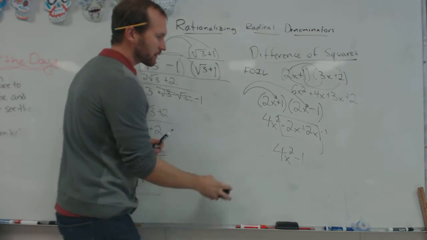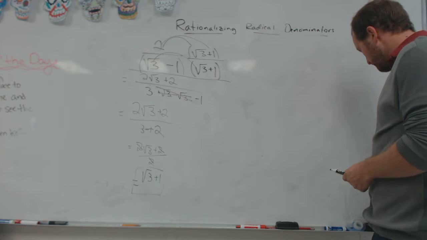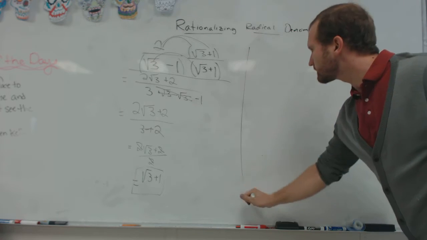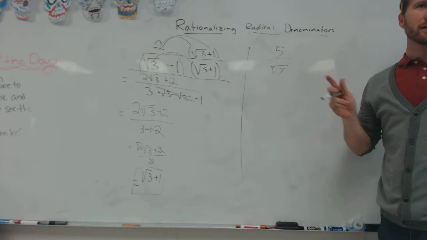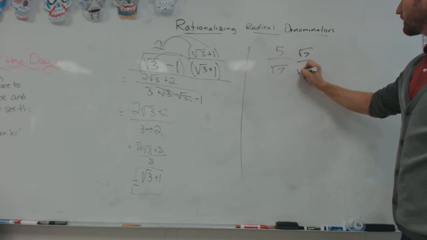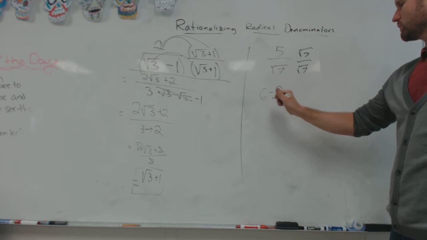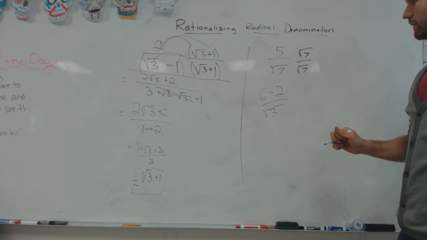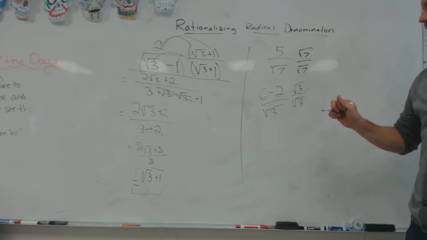Okay, so I just want to quickly show you guys some examples. And I want you to just say, what would you multiply by to clear the denominator? So if I had this, 5 over the square root of 7, what would you multiply that by to clear the denominator? Good. We would multiply times square root of 7 over square root of 7. What if I had 6 minus 2 over the square root of 3? Square root of 3 over square root of 3.